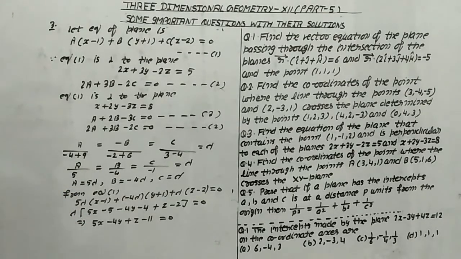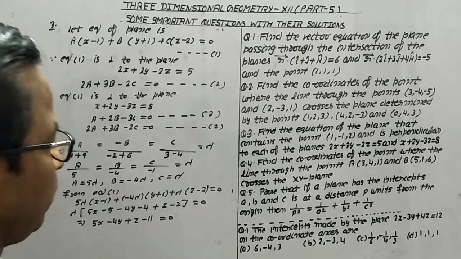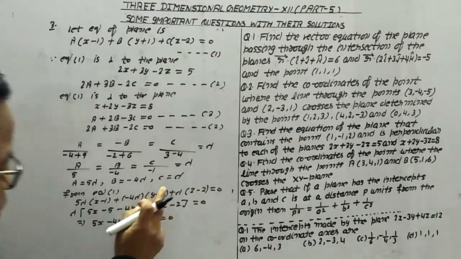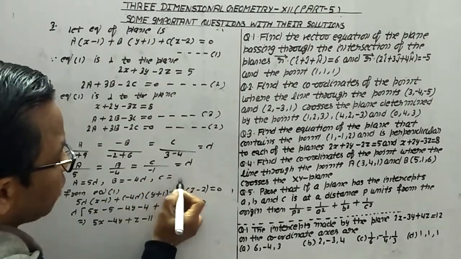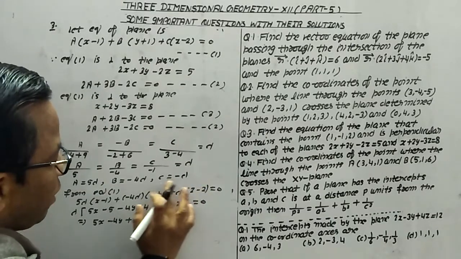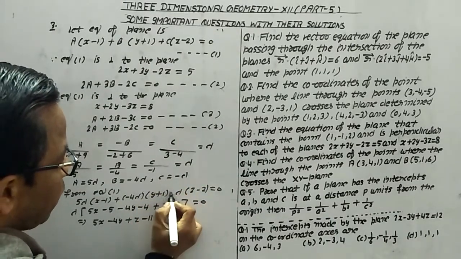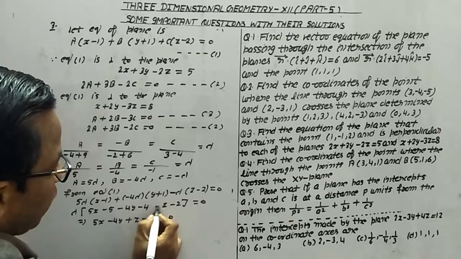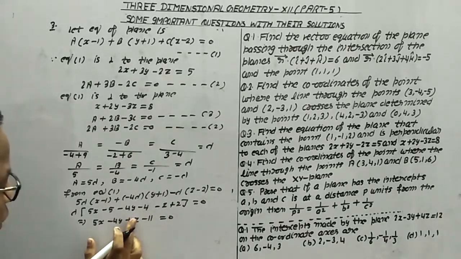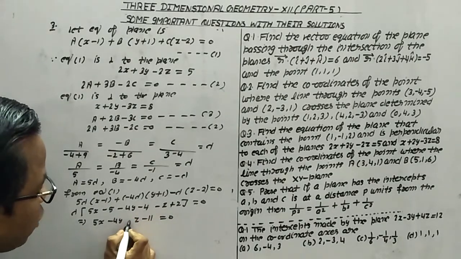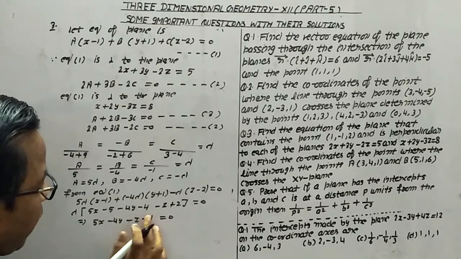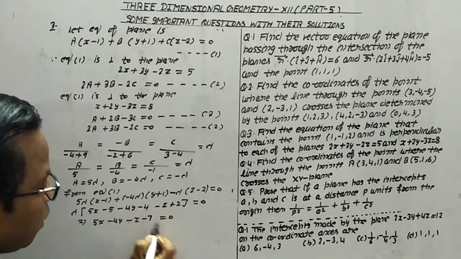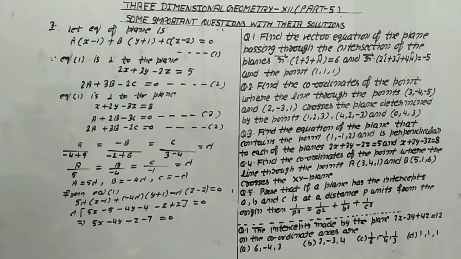Now we will do the solution of question number 4. Now look at this. In this question, what we are observing is c = -lambda. So this becomes -lambda, so this is -z + 2. So the equation converts into 5x - 4y - z - 7 = 0. This will be the equation of this plane.